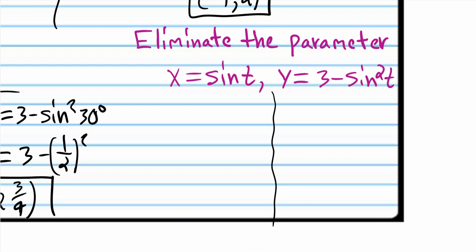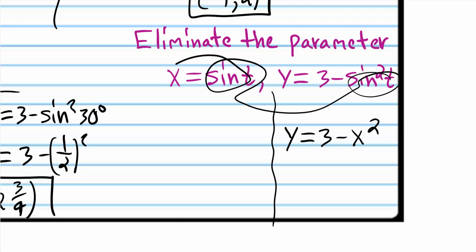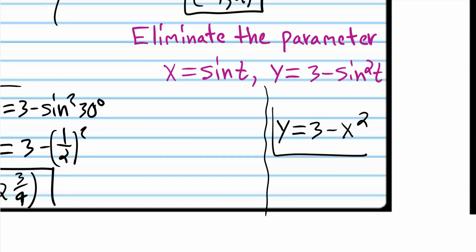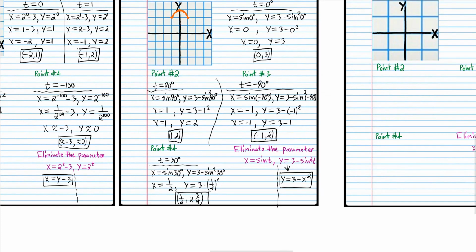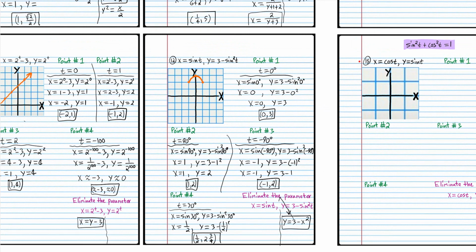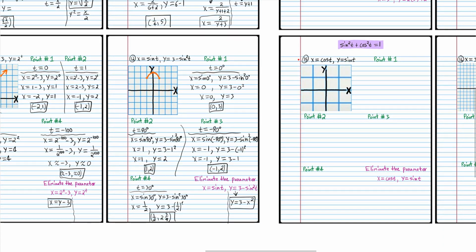So what we're going to do is just rewrite this second equation, and instead of sine t, we're going to plug in x, because sine t is x. So we didn't have to solve for t in that equation, just like the previous equation. We didn't have to solve for it. So that is the equation, and you can see it's an upside down parabola. But this equation describes the entire parabola. The parametric equations only describe this part of the parabola. So that's very important to distinguish.